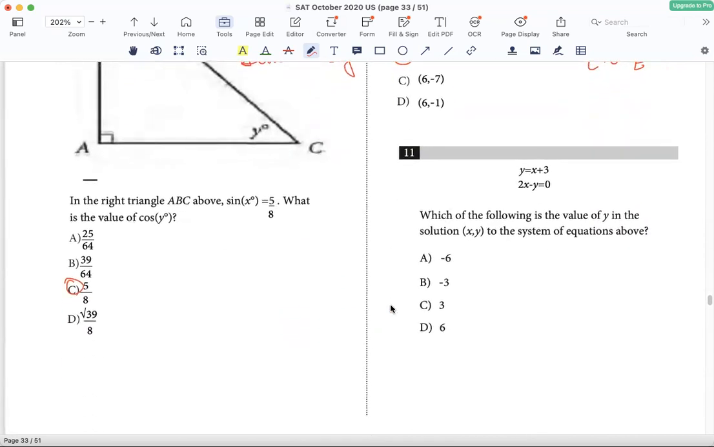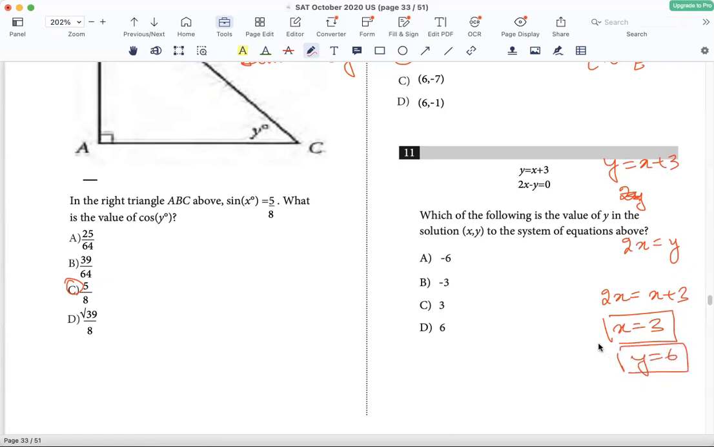Which of the following is the value of y in the solution (x, y) to the system here? Okay, so y is x plus 3 and 2x is y. So I can say 2x is x plus 3. So x is 3. And if x is 3, y is 6. So the value of y is 6, option D.